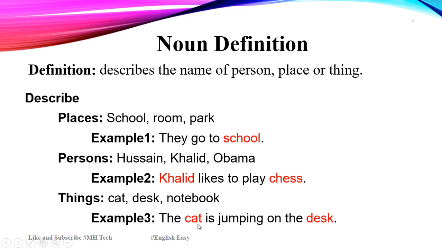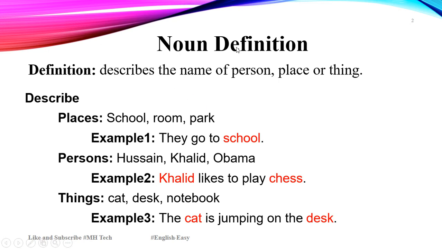For example, the cat is jumping on the desk. We have two nouns here. Cat describes the thing. Cat is a noun here, and desk is also a noun. It is a name for things. You can see here we have two nouns, cat and desk.